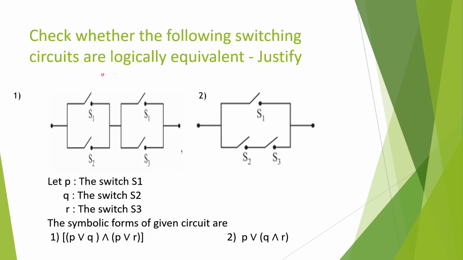Consider the next question. Check whether the following switching circuits are logically equivalent. Justify. So two switching circuits are given here and we have to find whether those are logically equivalent. So first step is that we have to convert these switching circuits into logical expressions, and after that construct their switching table in only one switching table and find out whether columns of these two statements are identical. If columns of these two statements are identical, then these two circuits are logically equivalent.